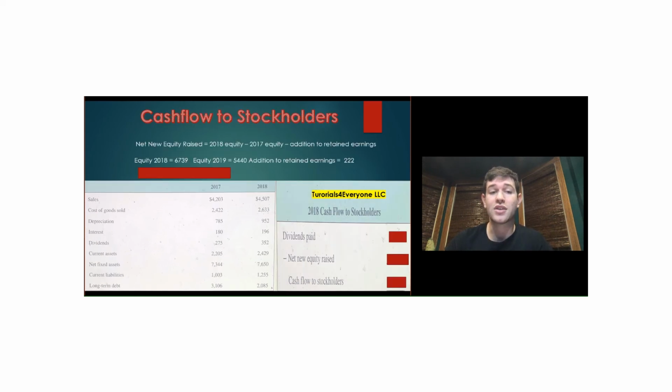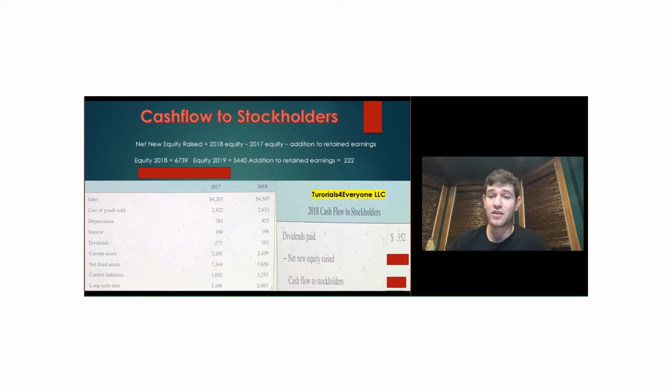To calculate cash flow to stockholders, instead of looking at the interest, we're going to look at the dividends, and we're also going to be looking at net new equity raised. So again, the dividends of $352 is in our table, 2018, dividends, $352. And how do we calculate net new equity raised? Now, in order to know the new equity raised, you need to know the equity for the current year, 2018, and the equity for the previous year, 2017. That's not in our table. But we did calculate these equities in the income statement.